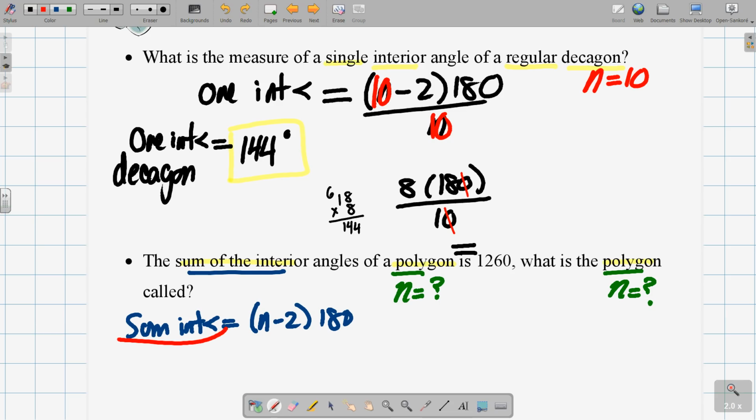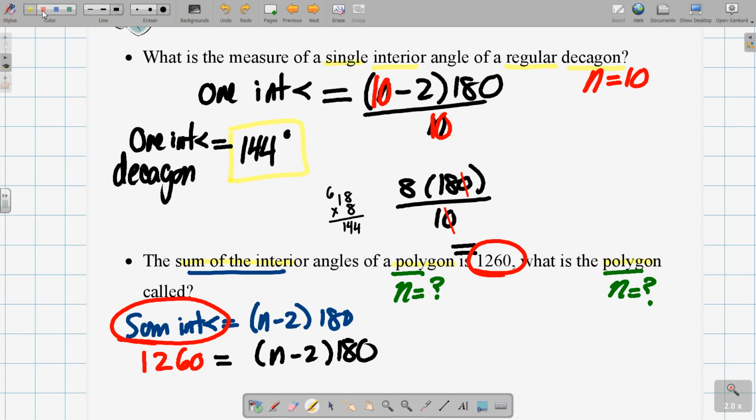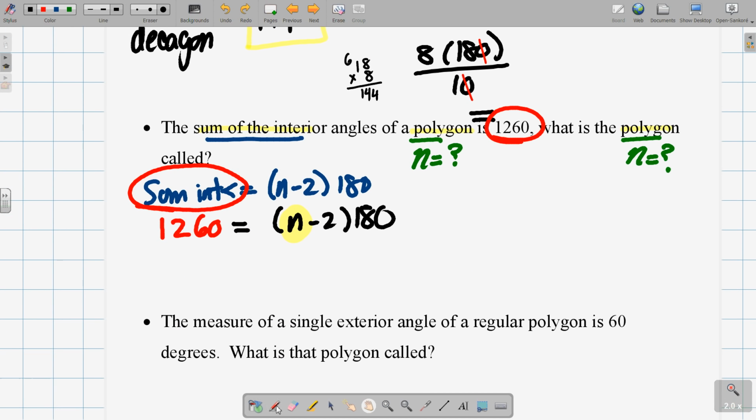I'd like you to circle sum interior angle. Now come up here, look at your information. We are told what the sum of the interior angle is. It is 1,260 equals sides minus 2 times 180. Remember, you don't know your n. That is what you're solving for. We're going to go ahead and distribute there.